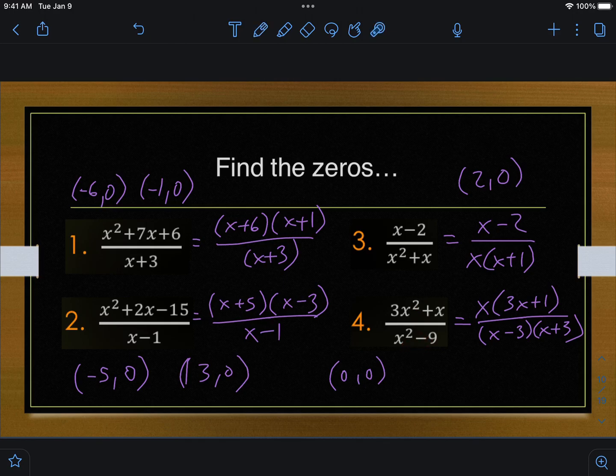All right, and then for the other one, the 3x plus 1, maybe you need to solve that by doing 3x plus 1 equals 0, and then solving it. So we'll subtract 1 from both sides, get 3x equals -1, and then divide both sides by 3, and we'll get our second zero is -1/3, 0.